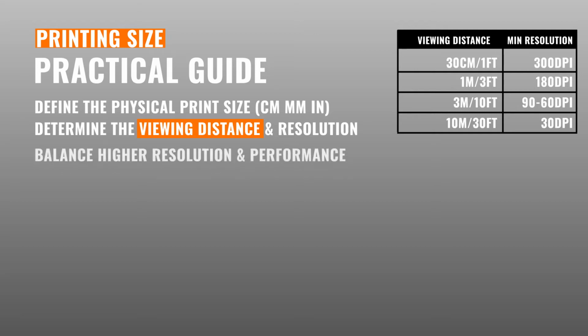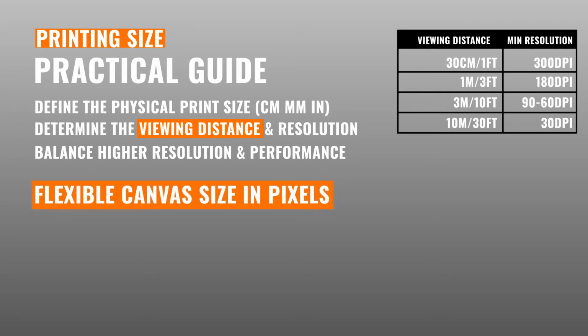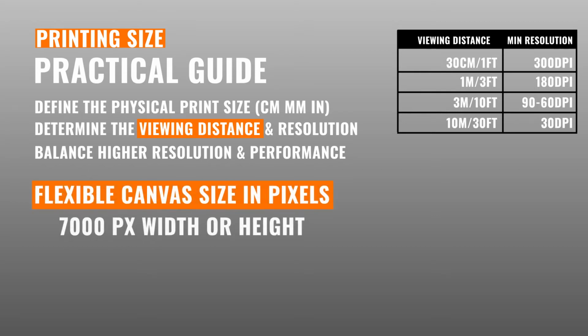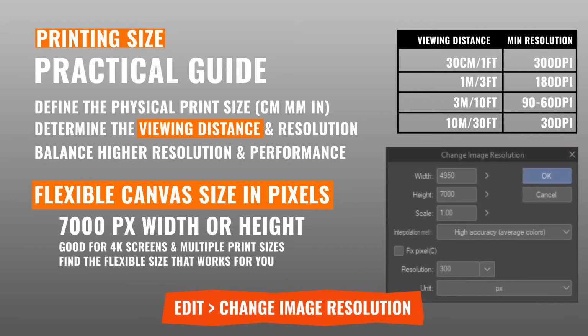It isn't a problem having too much resolution, but try to achieve a balance between the amount of details and the performance. If you want to work with an all-around and flexible canvas size, you can use 7000 pixels. It will look good even on 4K screens, and it will let us print with great quality in a lot of different sizes. We can go to Edit, change image resolution, and fix the pixels.